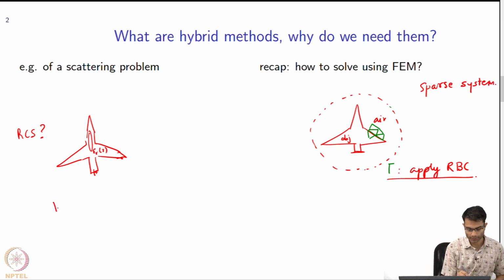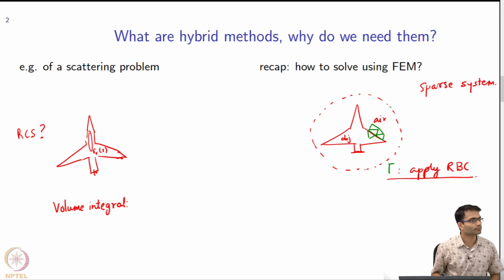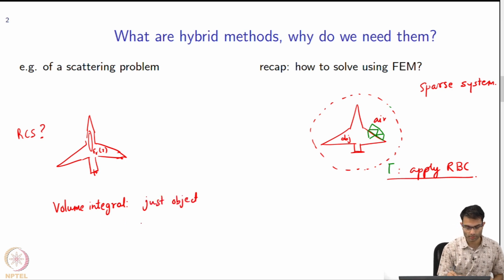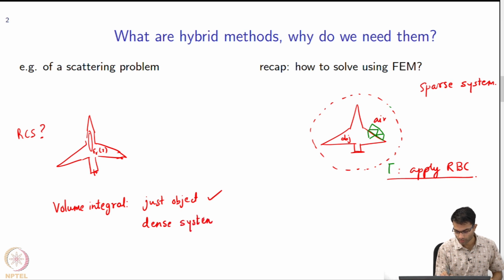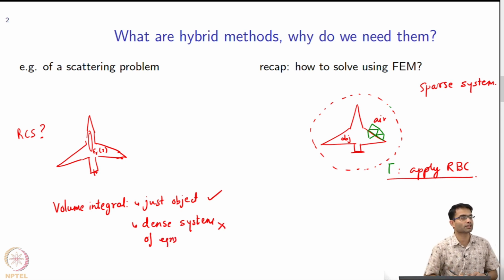And remember the problem with volume integral. In volume integral, what would be the boundary that I have to choose? Just the aircraft, right? So it is just the object, but the problem is a dense system of equations. So this is a plus point and this is a negative point: dense system of equations. You will find that this becomes impractically difficult to solve, because to solve a dense system of equations, what was the complexity, if you remember?